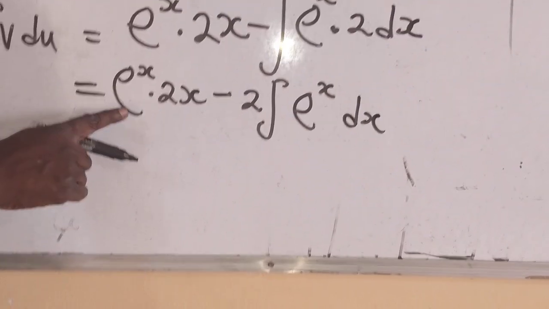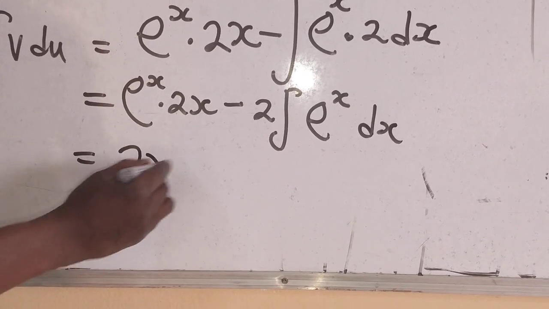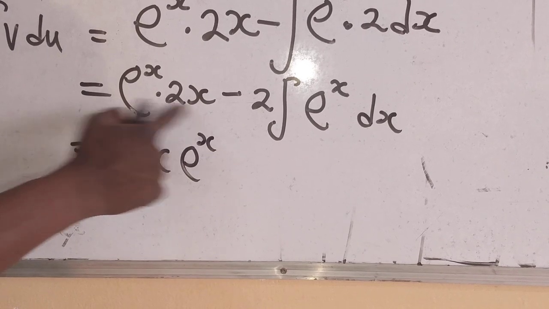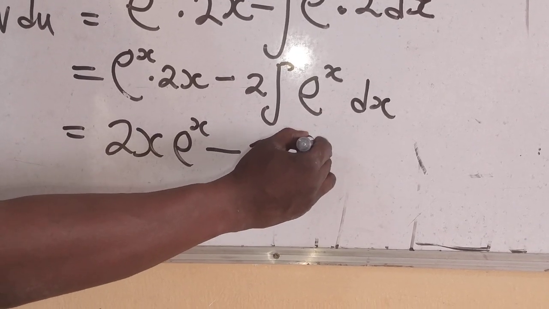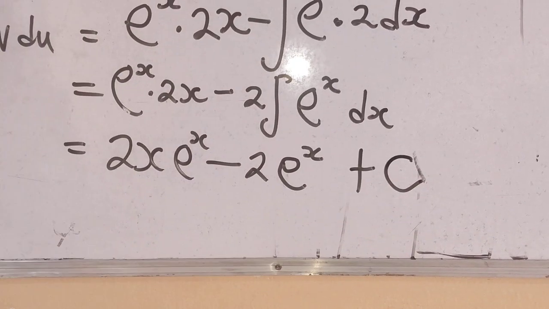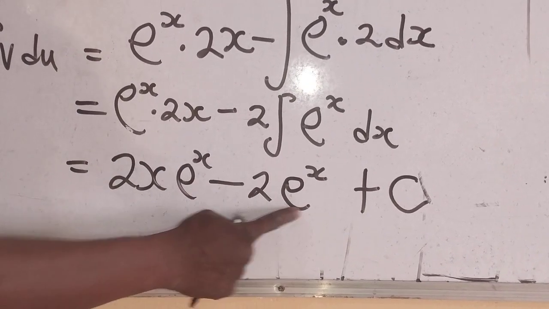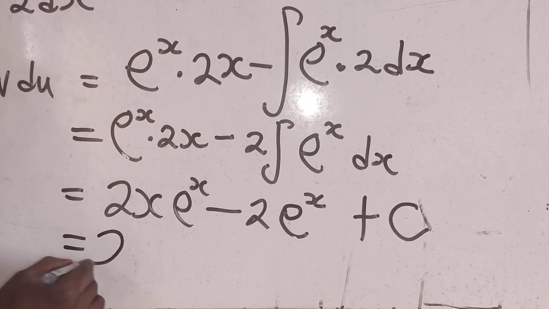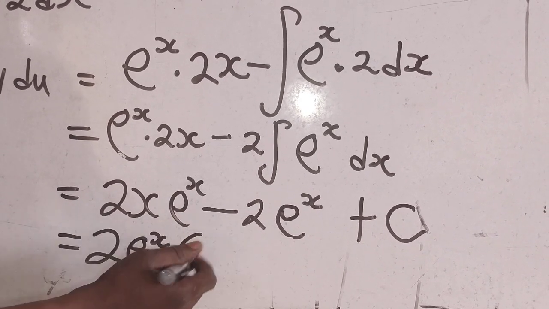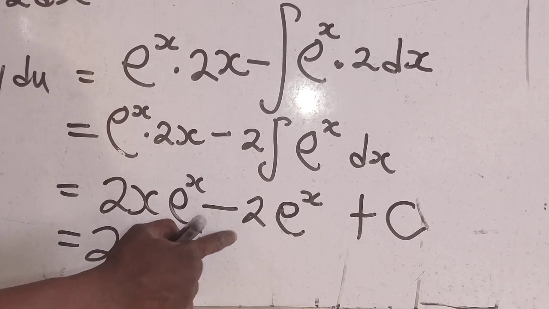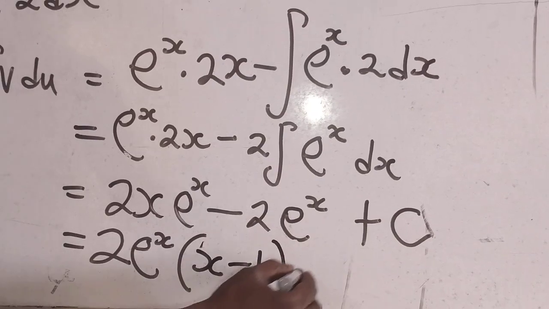If you integrate this, this one will be 2x e raised to power x, minus 2. Now I want to integrate this one. It will still give you the same thing, e raised to power x, plus c. You can now see that 2 and e raised to power x are common to this, so we can say that 2 e raised to power x, then this is 1, 1 minus, this is x, minus 1. Then we can have plus c.